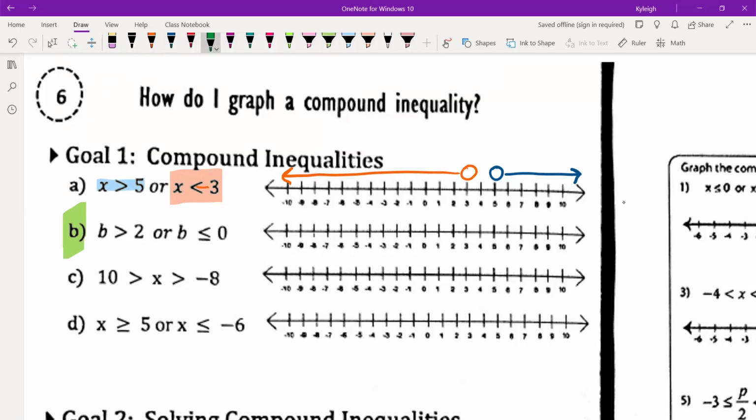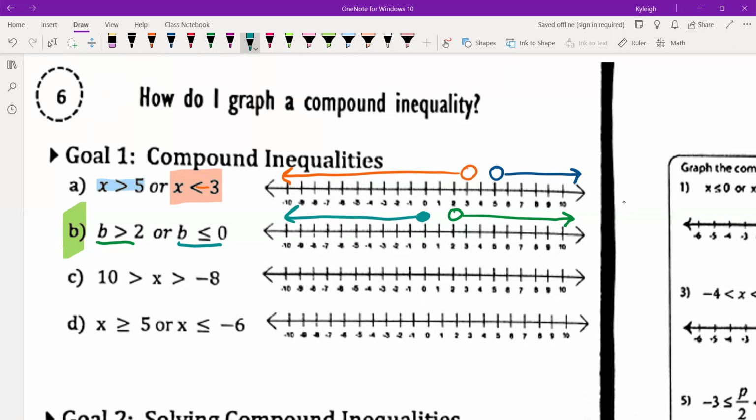So hopefully you paused and actually tried B. This first one should be an open circle at 2 going this direction. The second one should be a closed circle because it's got the line underneath. They can be different, doesn't matter. And then it's going this direction.